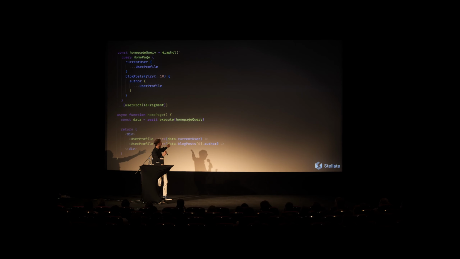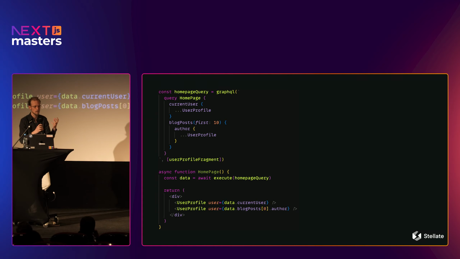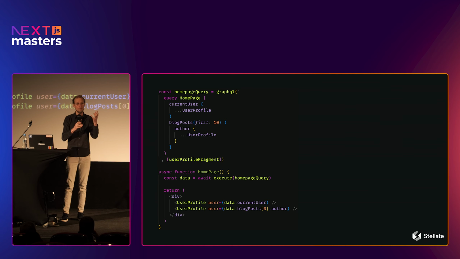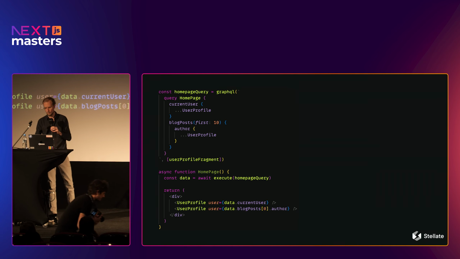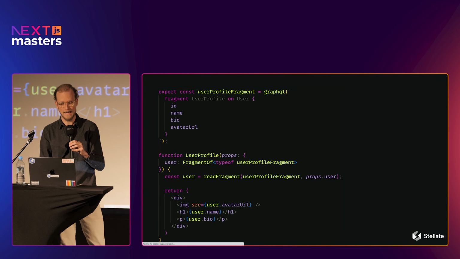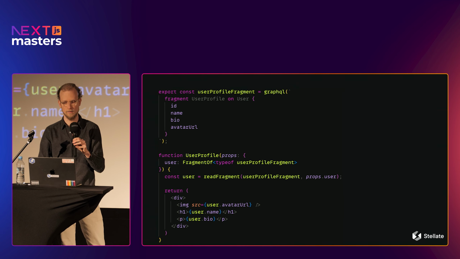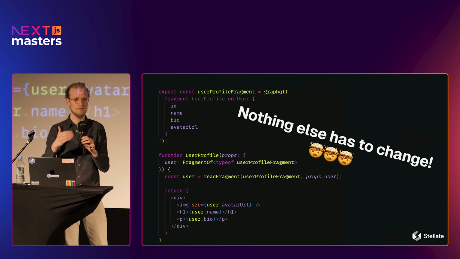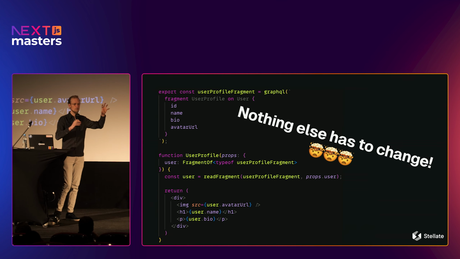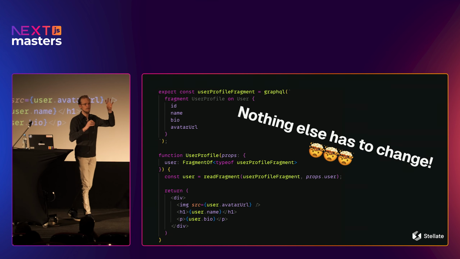Further down below, when we actually render the user profile, we pass in user equals data.currentUser once, and then we also pass in data.blogPosts[0].author once. But the homepage now has no context or idea of what data exactly the user profile component needs, and that's on purpose. Because if we now go back to our user profile component and add the avatar URL, which is a one-line change to fetch the avatar URL as well, nothing else has to change. The user profile component's change is completely encapsulated within that component.